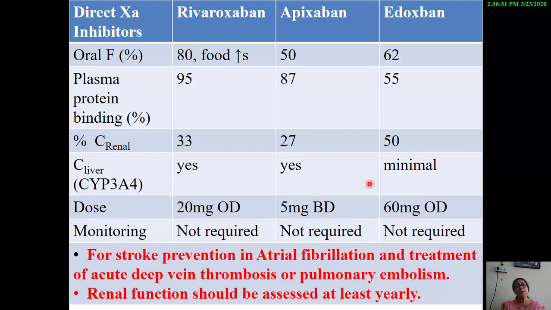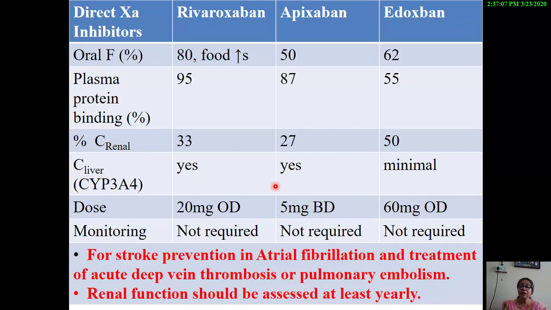measurement of creatinine clearance levels, and if the creatinine clearance levels are less than 15 ml per minute, these compounds should not be used, and if they are, say, in the range of 20 to 30 ml per minute, you should use them with caution. And edoxaban may be used in case of liver dysfunction, but rivaroxaban and apixaban cannot be used in case of liver dysfunction because of hepatic metabolism.